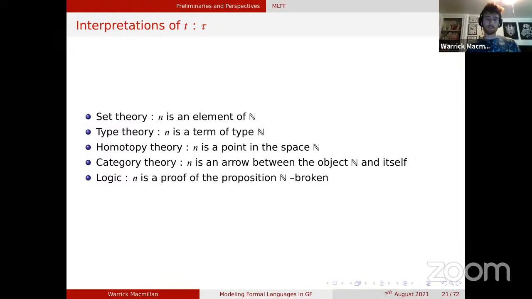And in logic, n is a proof of the proposition N, which is kind of broken, which is why the Curry-Howard isomorphism is so misnamed, because in some sense that's a broken interpretation.